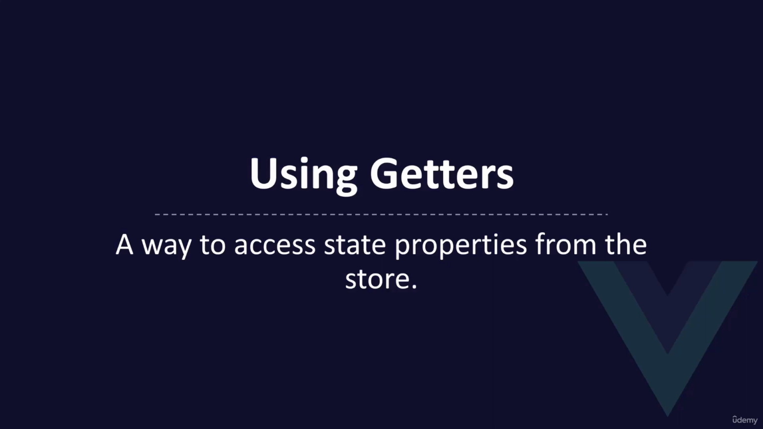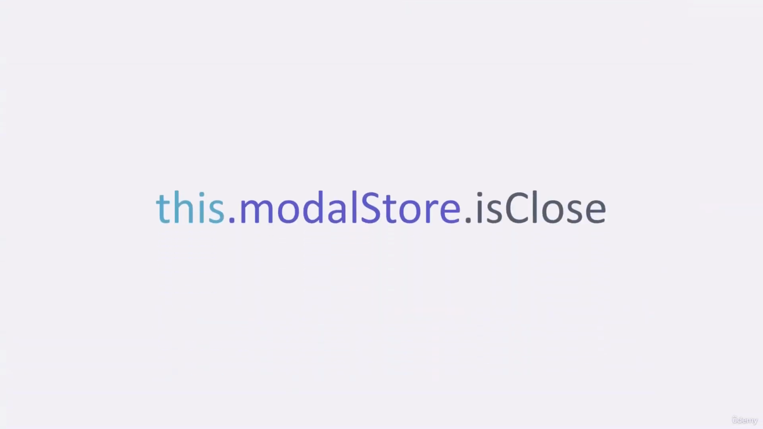In the previous lecture, we learned about mutations. They're a way to change a state property inside the store. Just like you can create mutations, you can create something called getters. Getters are exactly what they sound like. They allow you to access a state property from the store. Using a getter is optional. We can access the state property directly through the store object. The store object is injected into every component. Here's an example of how you would access the state.